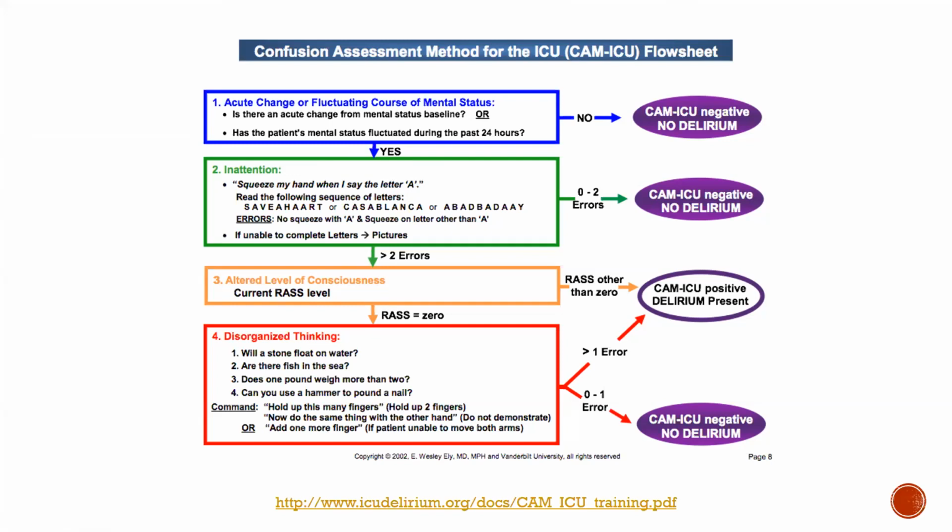And again, some basic questions you ask, things like, are there fish in the sea? Does 1 pound weigh more than 2? And depending on how many errors they have, so if they have multiple errors for this, then they would also be CAM-ICU positive. So you can see it's not too complicated. It's something that we should be doing kind of daily on all of our ICU patients.